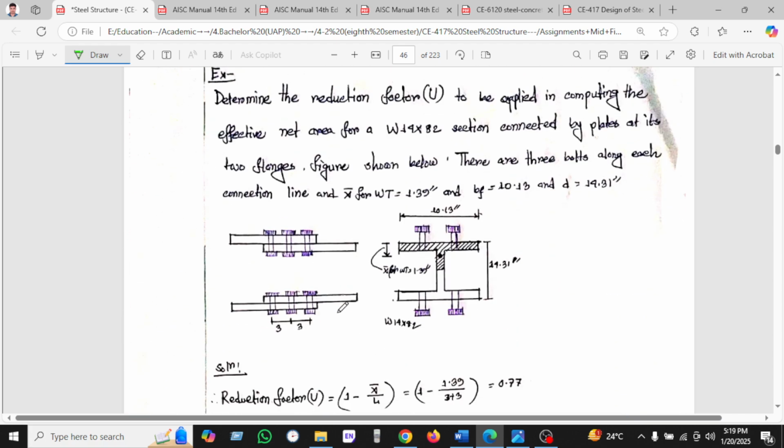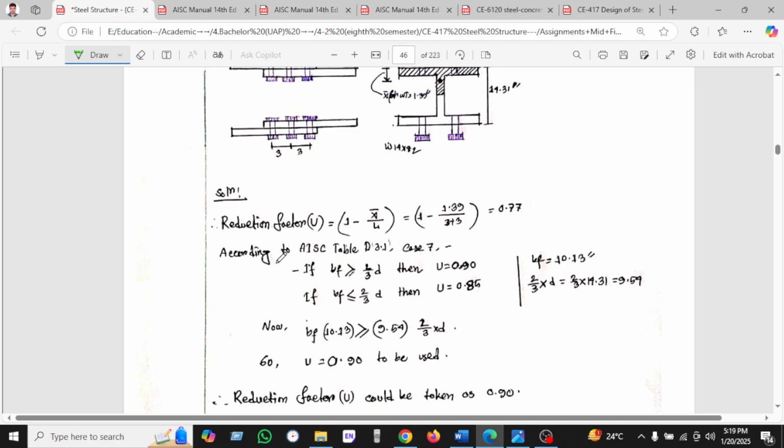Is denoted in our picture. So you can see, determine the reduction factor U to be applied to compute the effective net area, for a W 14 x 82 section connected by plates at its two flanges. The figure shows that there are three bolts along each connection, where X bar is given, tw is given, bf is given, and d is given. You can see the three bolts here, the flange width is 10.13 inches, X bar is given, and the W section is also given, 14 x 82.